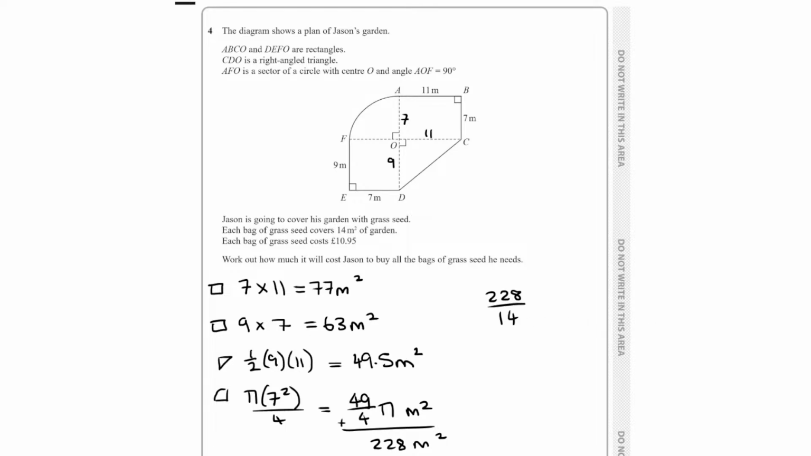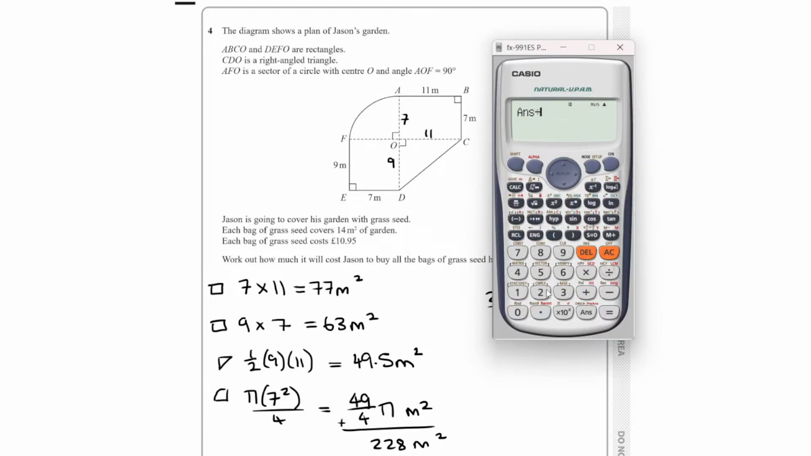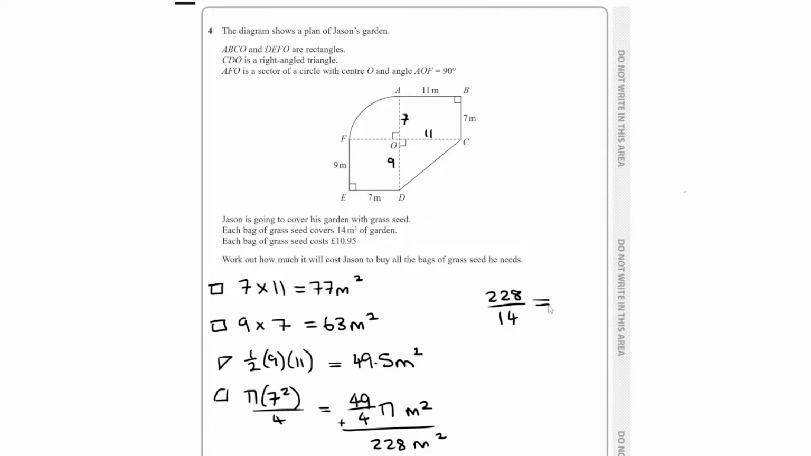You can still use the same answer from your calculator if you want the decimal answer. Just divide that straight by 14, which is 16.28. Now, obviously, I can't buy 0.28 of a bag. I have to buy the whole thing. So this would round up to 17. I would need 17 bags, wouldn't I? So that's 17 bags, isn't it?